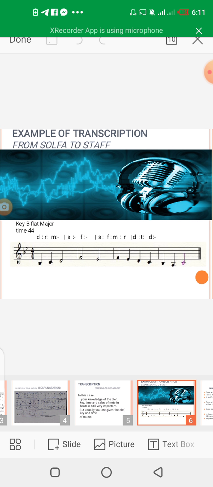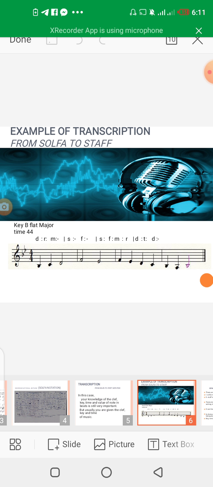Now, this is a clear example of transcription from solfa notation to staff notation. If you look at it closely, you're going to see that we are working in key B flat major. It has two flats, one at B and the other at E.